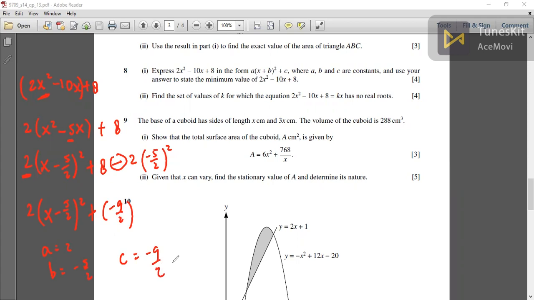And then it asks us for the minimum value: use your answer to state the minimum value. So remember, the minimum value is this one. So the minimum value will be minus 5 over 2.